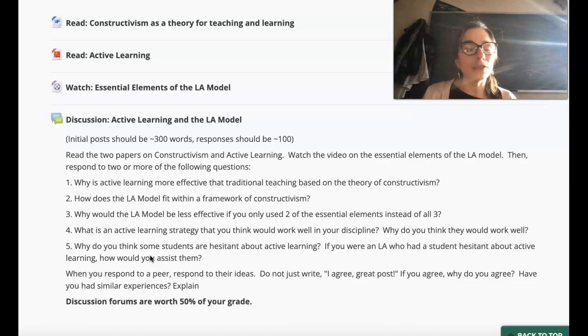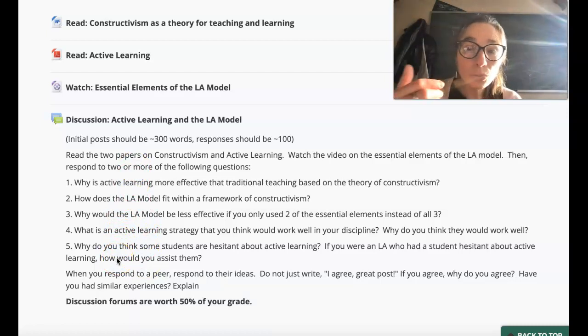And this might look really different depending on what discipline you're coming from. An effective strategy in music might be really different than one in chemistry. And why do you think some students are hesitant about active learning? If you were an LA who had a student hesitant about active learning, how would you assist them? You're going to want to respond to 2 or more of the following questions. You don't have to respond to them all. So 2 or more of these questions.